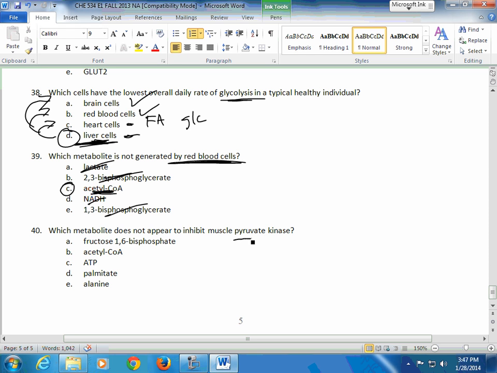This last one, we're talking about inhibiting pyruvate kinase, or enzyme number 10, and that's going to be found on slide 77, Unit 3. At the very bottom of it, it says these 4 inhibit the enzyme. Fructose 1,6-bisphosphate is the feed-forward stimulation, which activates it. So that is the answer.